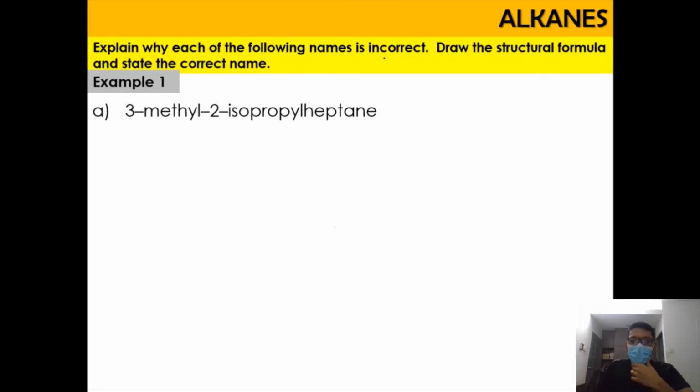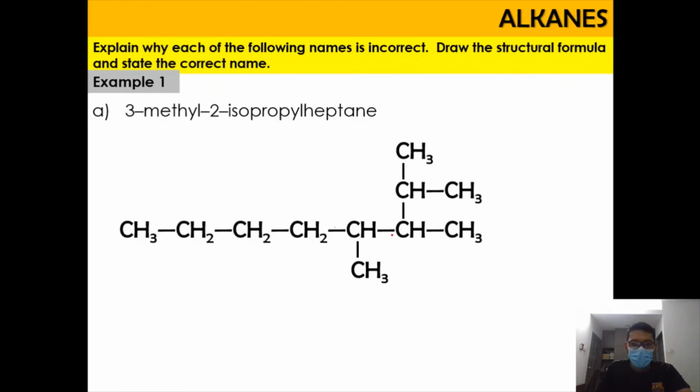So before we end, let us do another example, where we have to explain why each of the following names is incorrect. We have to draw the structural formula and state the correct name. Okay, so 3-methyl-2-isopropylheptane. Some of you might draw it like this. Okay, so heptane, 1, 2, 3, 4, 5, 6, 7. And then one of the students wrote it as heptane and numbered it as 2 and 3 here. So they thought it's going to be 2-isopropyl, 3-methyl, heptane. However, the naming here is wrong.